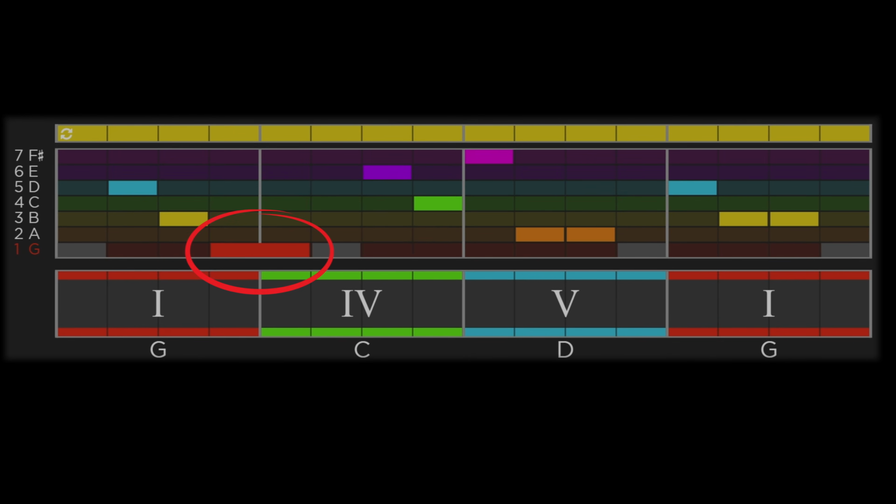The G major and C major chords share the G note, so also listen out for how this sounds when it is held over the chord change. This is a common technique in melodies.